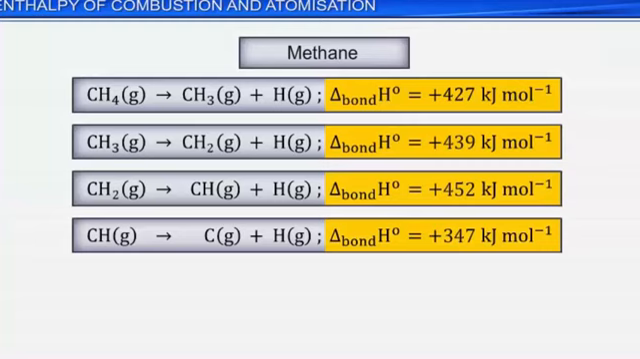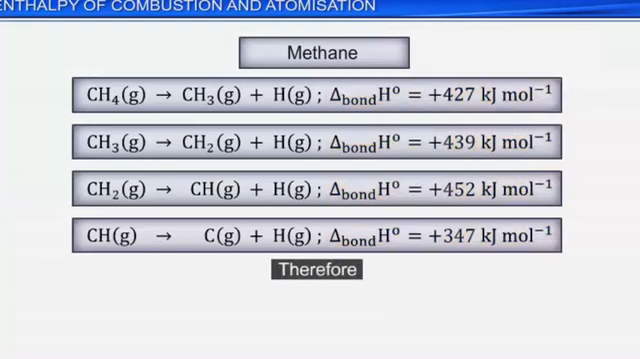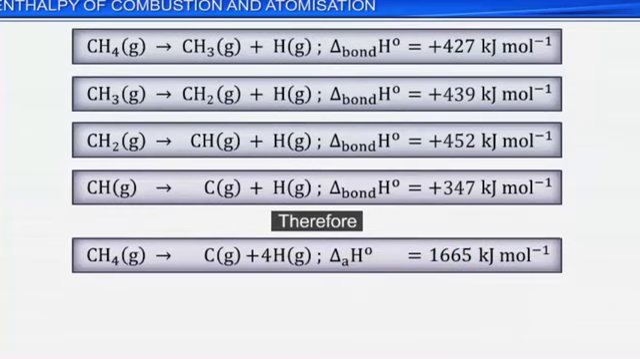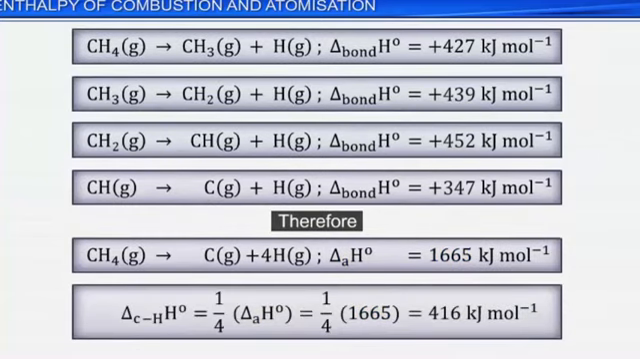The total energy required is plus 1665 kilojoules per mole. Hence, in such cases, we use the term mean bond enthalpy instead of bond dissociation enthalpy. Thus, mean C-H bond enthalpy in methane is 416 kilojoules per mole.